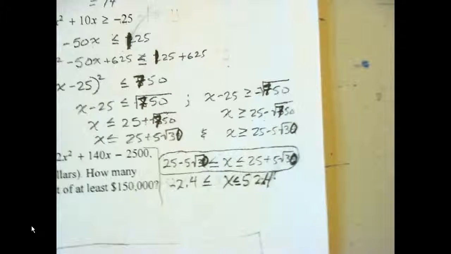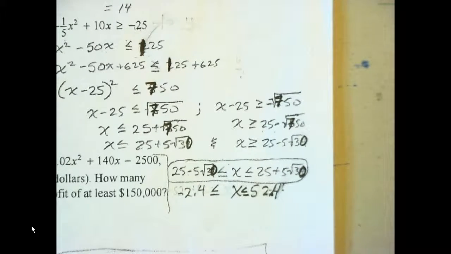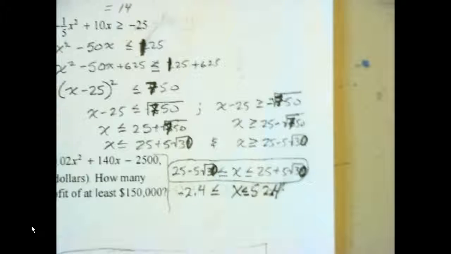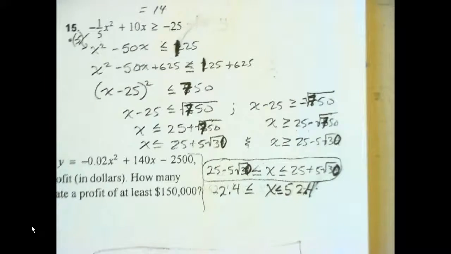Okay. How many got that one? All right. How many know where you made your mistake? Got lost? Okay. What are the questions we have? No questions. All right. Check out number 16 real quick. See how you did.